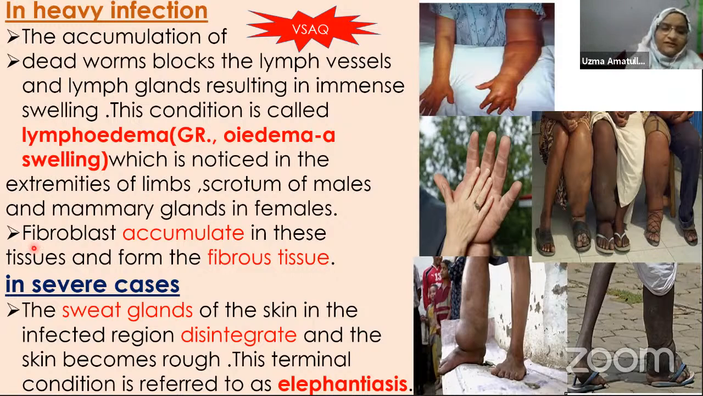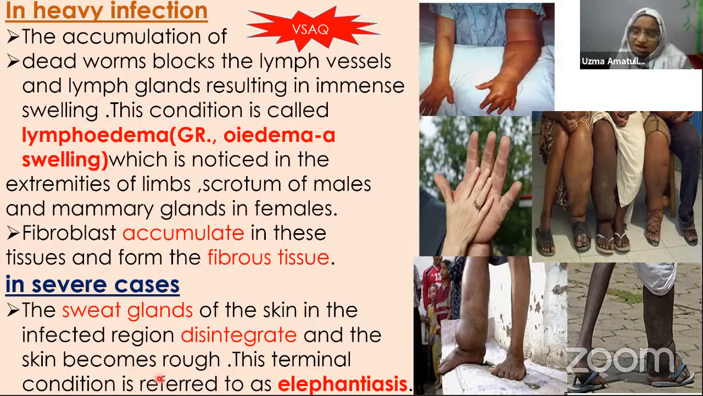Now here, the fibroblasts accumulate in this tissue. Fibroblasts are the hard tissue. It will accumulate and this tissue becomes fibrous, rough. Now here you can see this person's legs are so rough. The skin becomes rough. Now in severe cases, when infection is very high, what happens? The sweat glands of the skin. Now, where are the glands present? On the skin. Because of this swelling and the blocking of these vessels, what happens? The sweat glands in the infected region of the skin disintegrate, means they stop functioning, and the skin becomes rough.